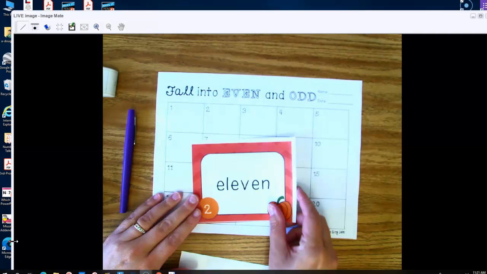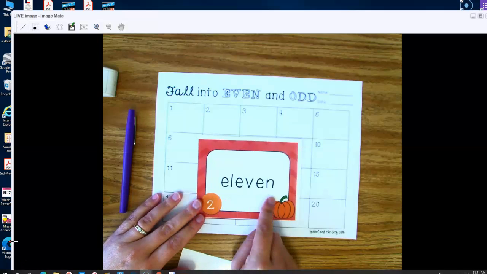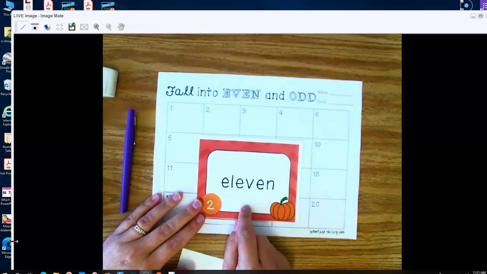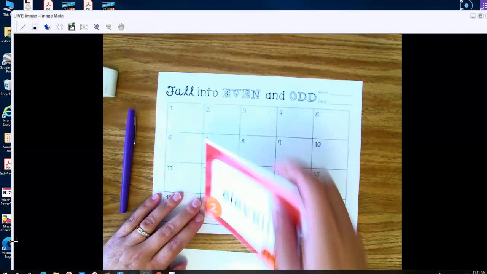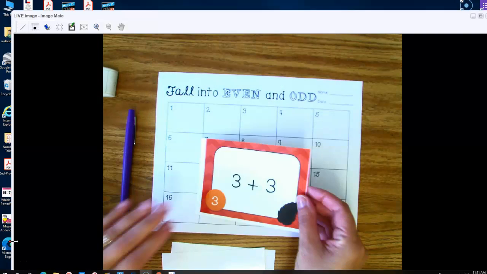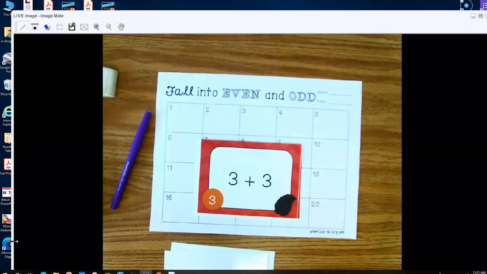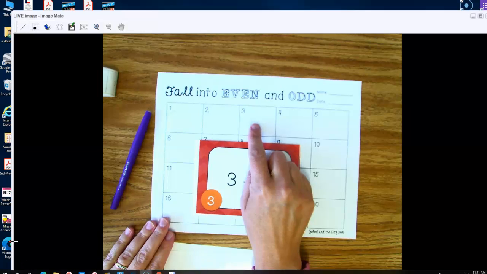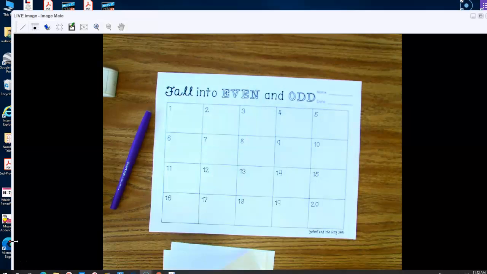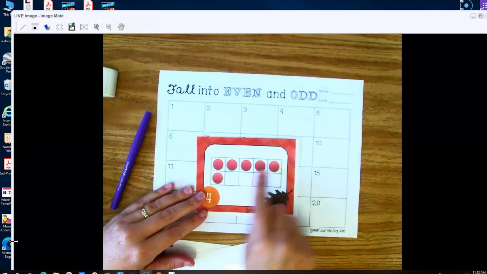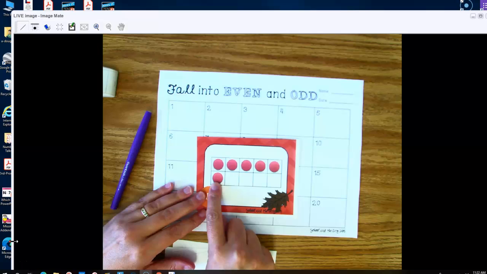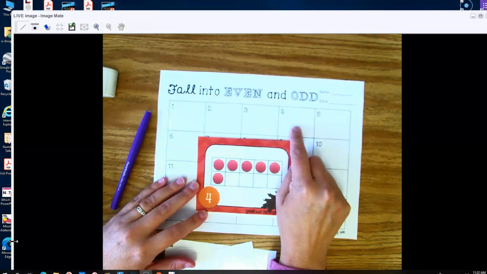Number 2, read the word. It says 11. Think about the number. A 1 is 11. So there's a 1 in the ones place. Is 1 odd or even? 3 plus 3 equals 6. So think about the answer 6. Is it odd or even? Look at the 10 frame and see what number it makes. This one makes 6. So in number 4, tell me if 6 is odd or even.